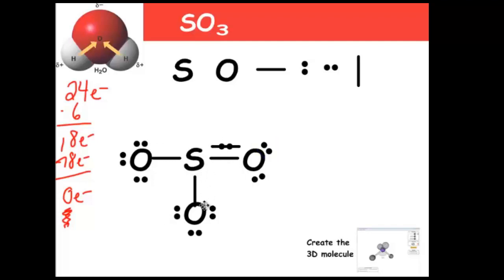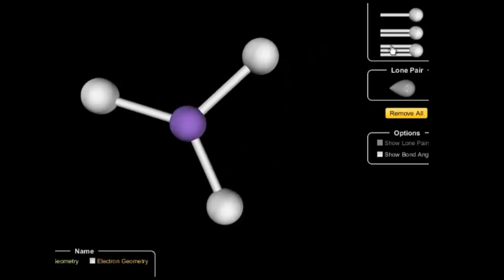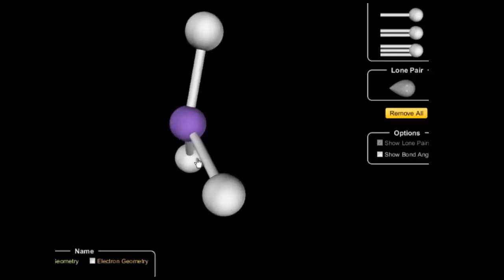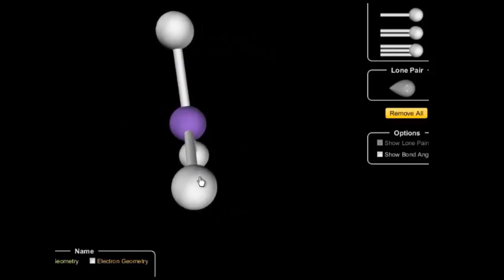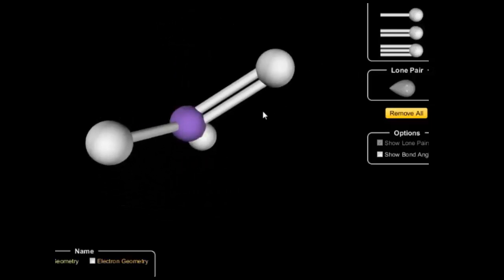So let's go to our model. So here's our sulfur. Let's add oxygen, oxygen, oxygen. So there's our 3 oxygens. Now remember, this is when we realized that sulfur in the middle wasn't happy. So we ended up taking one of these single bonds and turning them into a double bond.